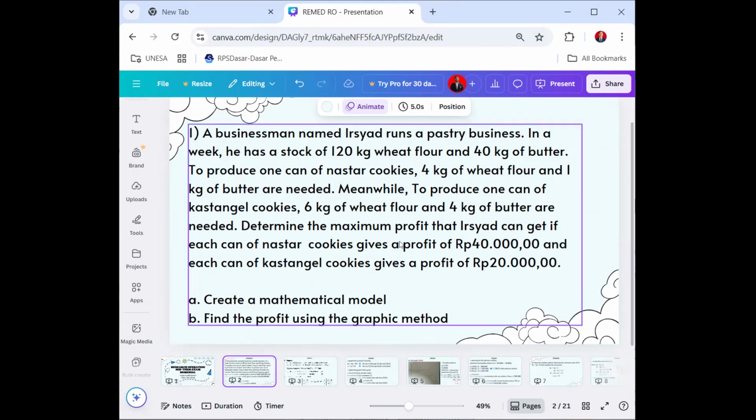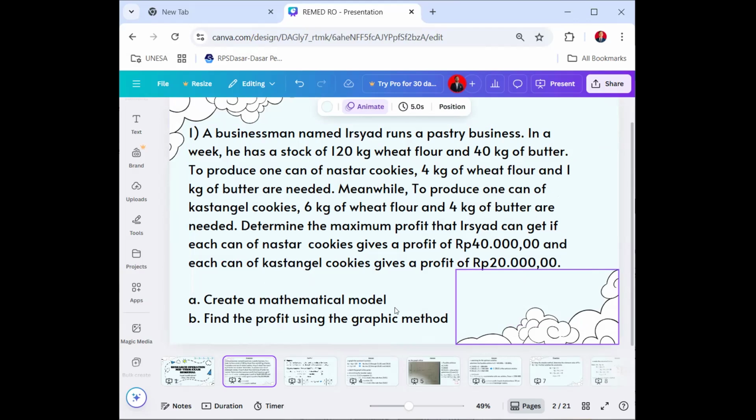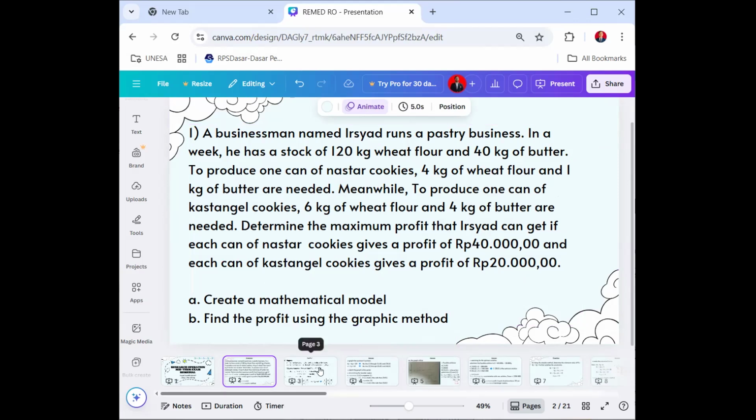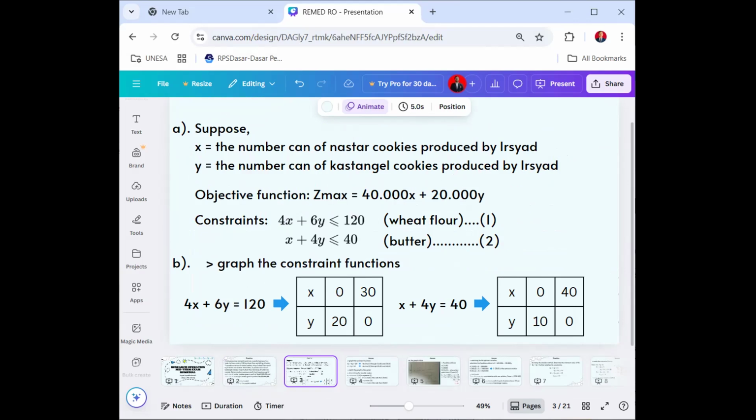So the question is, please create a mathematical model from this question, and the second is find the profit using the graphic method. Now I have it like this. Firstly, we model first. Suppose X is the number of cans of nastar cookies produced by Irsyad, and Y is the number of cans of kastengel cookies produced by Irsyad.